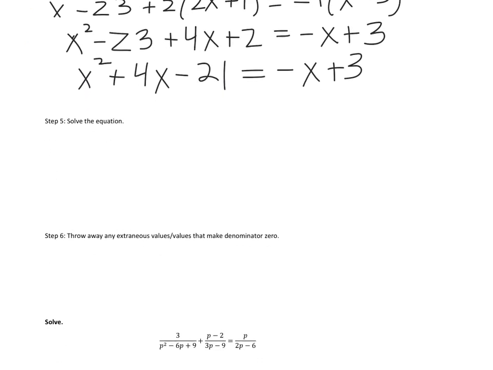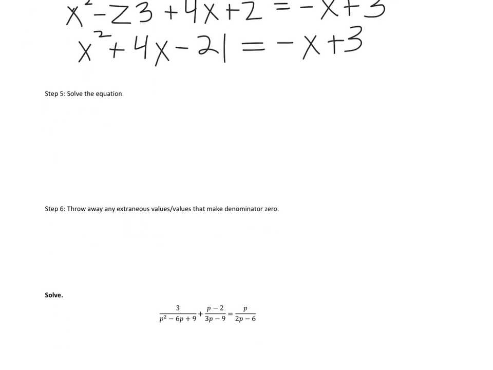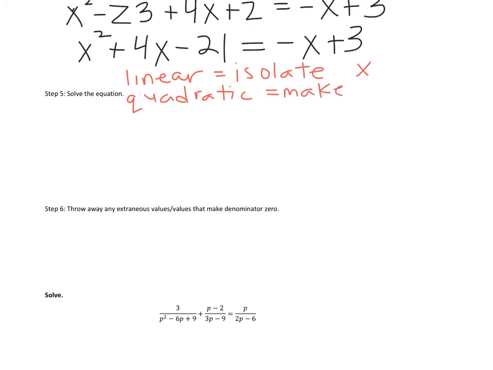So I notice we have a quadratic, and it's nice to remind ourselves of our strategies right now. Sometimes we'll end up with a linear equation. That's when we isolate the variable. If we have a quadratic, we make one side 0, factor, and use the 0 factor property, or quadratic formula. So what's our strategy here? We're going to make one side 0.